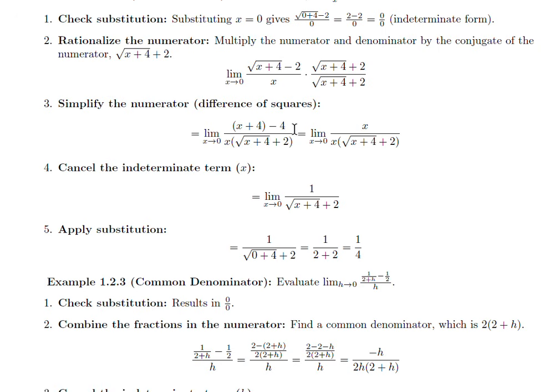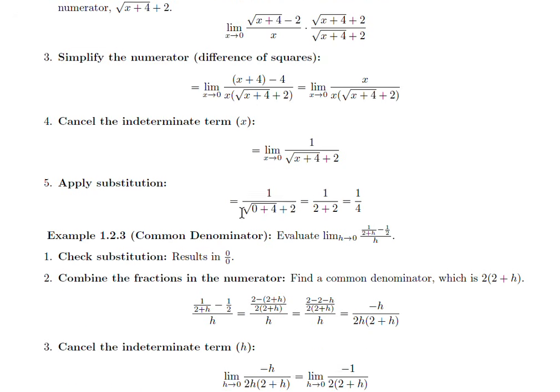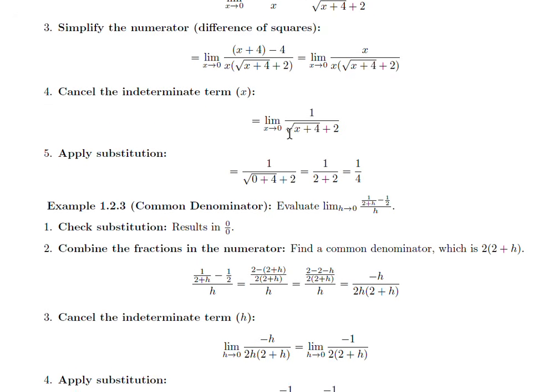At the denominator, we leave it the way it is because we need this x to cancel out the x we now have at the numerator. So those x's will cancel out and we'll be left with this function now, 1 over root x plus 4 plus 2. We'll apply direct substitution again, that is plugging in 0 for everywhere we have x in the function, and finally we have 1 over 4 as our result.